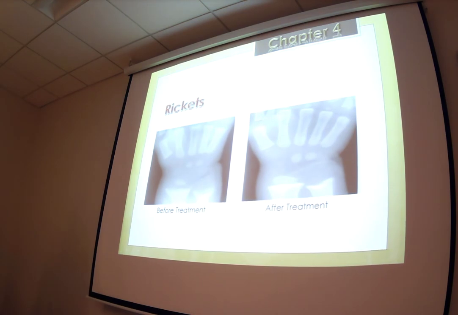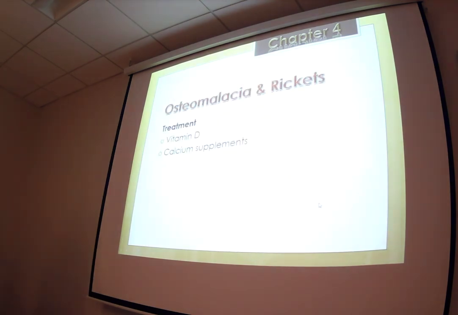This before treatment, you can see some of that cupping here, fraying to the edges. And then after treatment, see how it's nice. A little bit of cupping here, but you can see it looks a whole lot better after they started doing the vitamin D treatments and help that bone. So treatment again, vitamin D supplementation, and then calcium supplements to help that bone regrow.